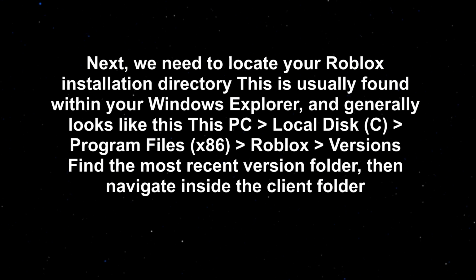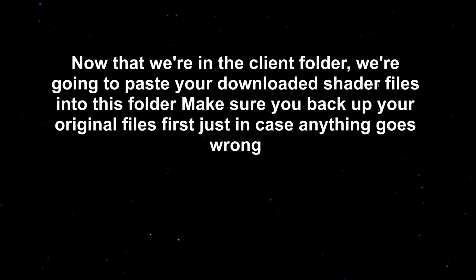This PC > Local Disk C > Program Files x86 > Roblox > Versions. Find the most recent version folder. Then navigate inside the client folder. Now that we're in the client folder, we're going to paste your downloaded shader files into this folder. Make sure you back up your original files first just in case anything goes wrong.